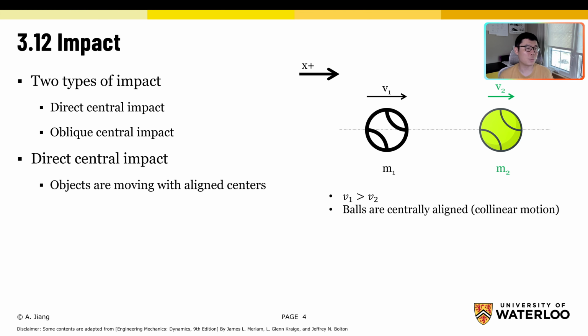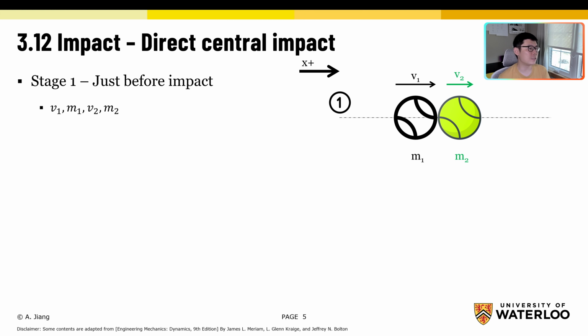For example, here we have two tennis balls, m1 and m2, and they are centrally aligned, or we say they are traveling collinear. There are different stages during the impact, and keep this in mind. Impact happens in a very short period of time, most often a split second or even less. Here we are examining it in super slow-mo to understand the physics behind it.